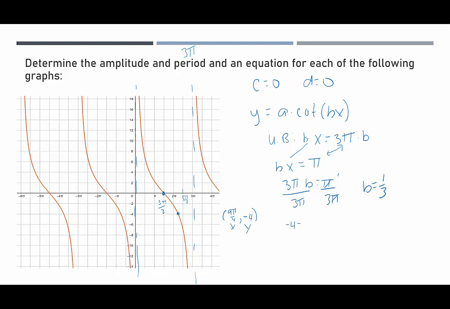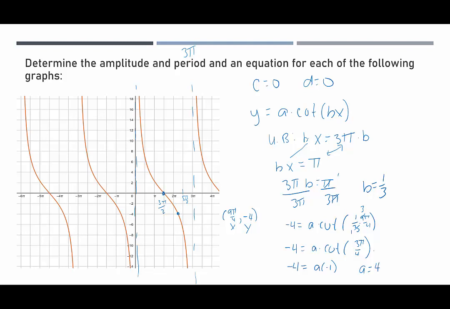We get -4 equals a, let's not forget what we're solving for here, a times cotangent of 1/3 times x, and we're replacing x with 9 pi over 4. So this would be 1, this would be 3. Okay, so we have -4 is equal to a times cotangent of 3 pi over 4. And what is cotangent of 3 pi over 4? Well, tangent of 3 pi over 4 is -1, and this would be the reciprocal of that, so we get -4 equals a times -1. If we divide both sides by -1, we figure out that a is equal to 4.